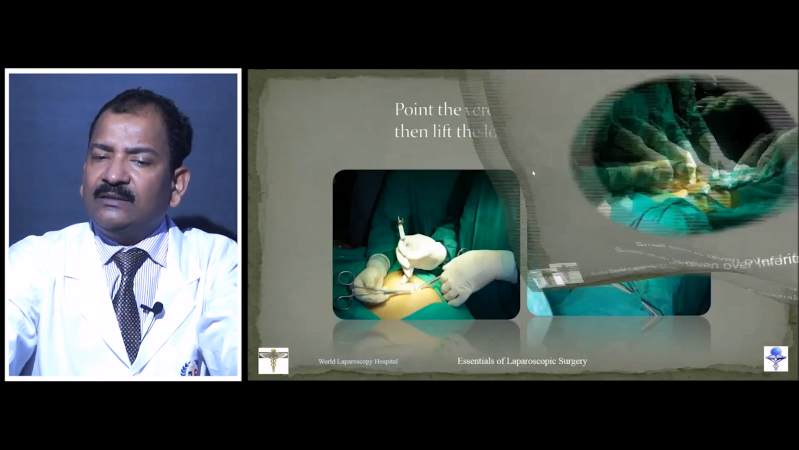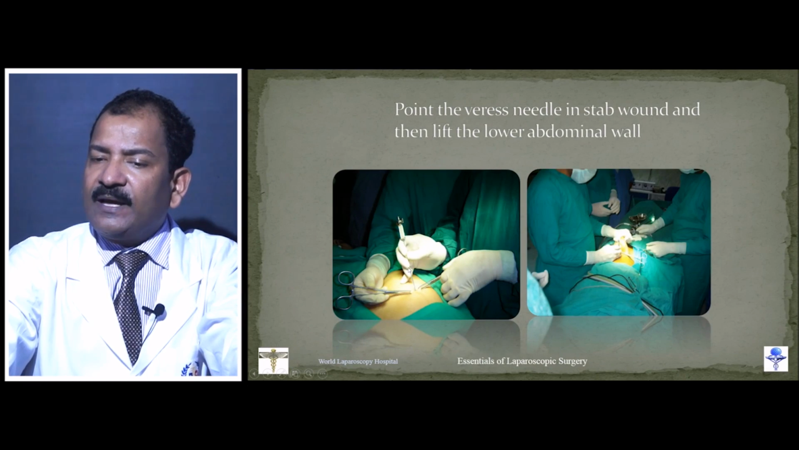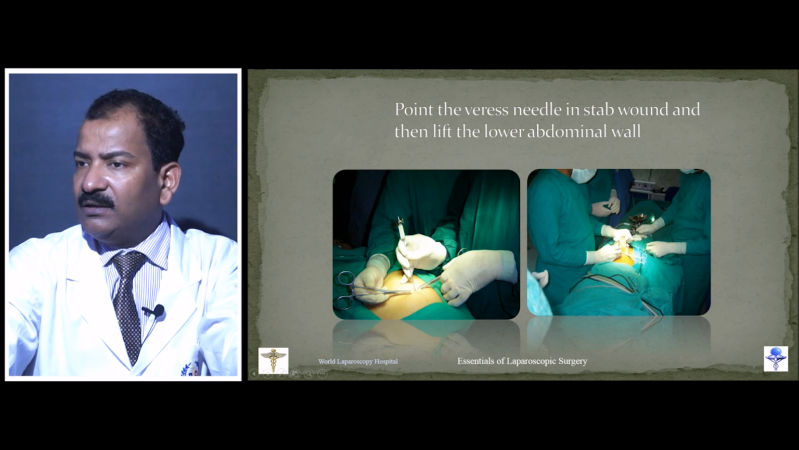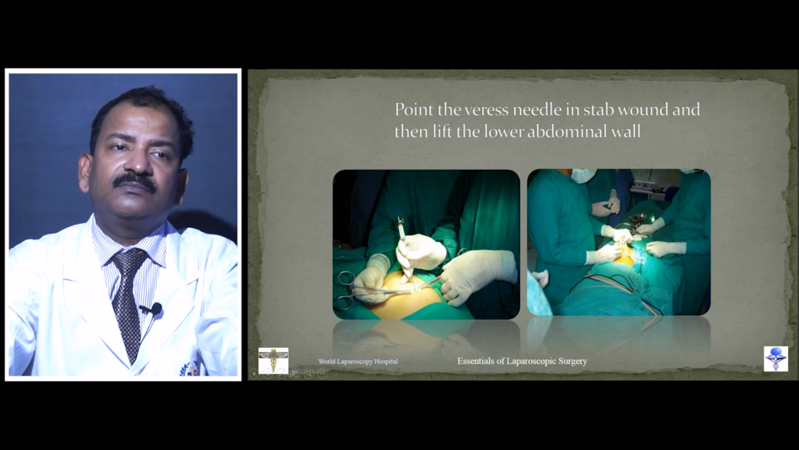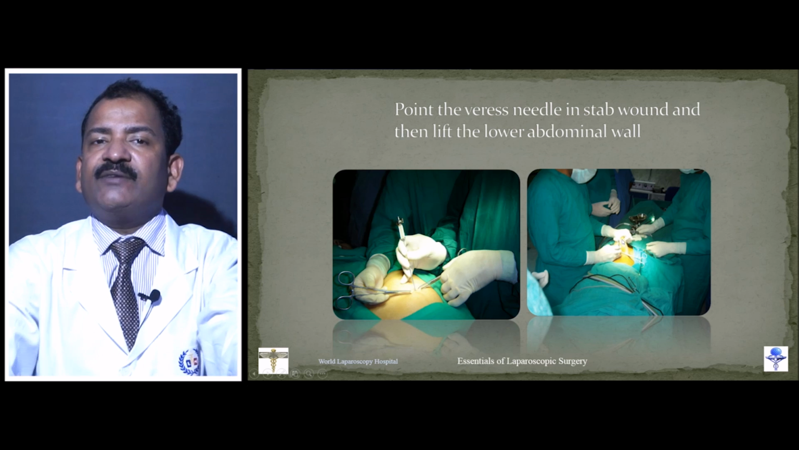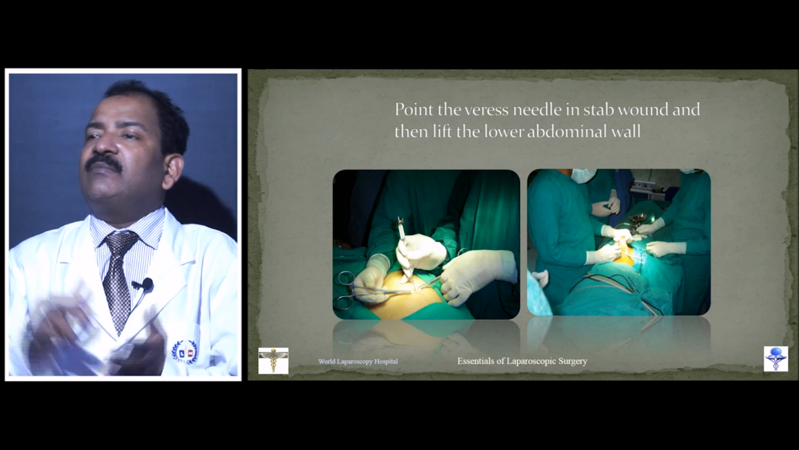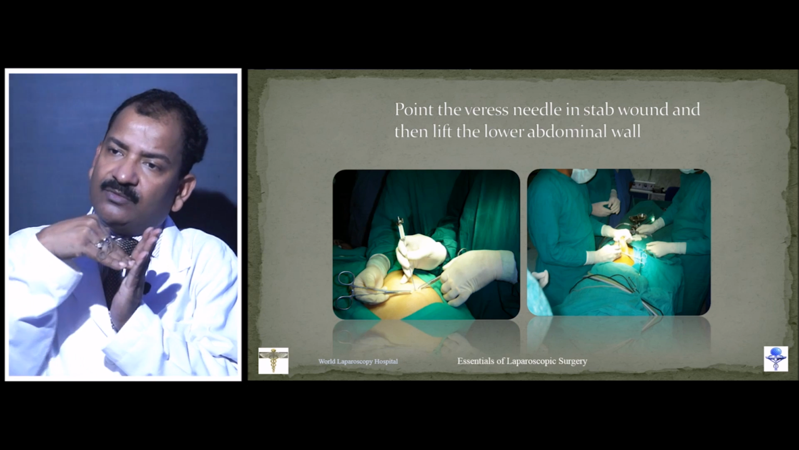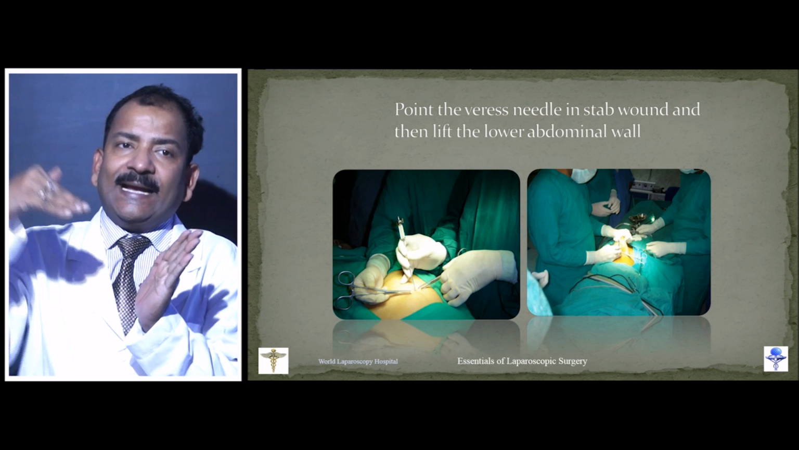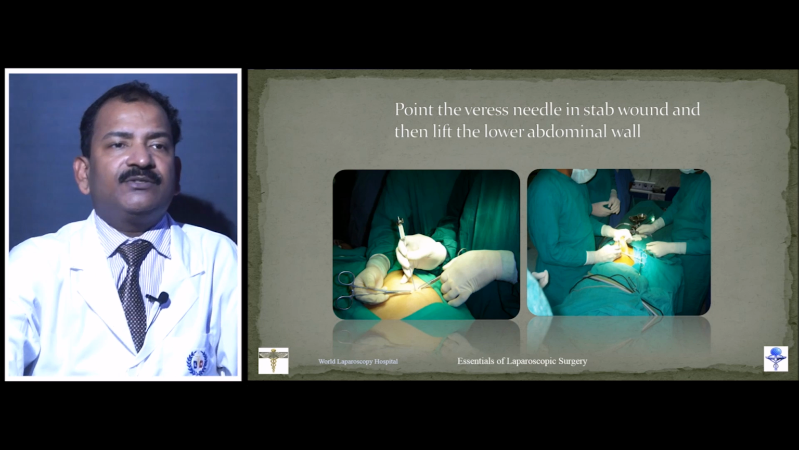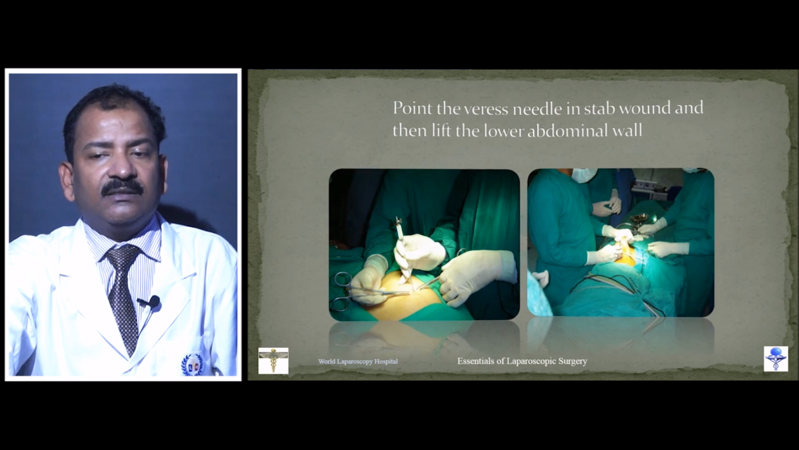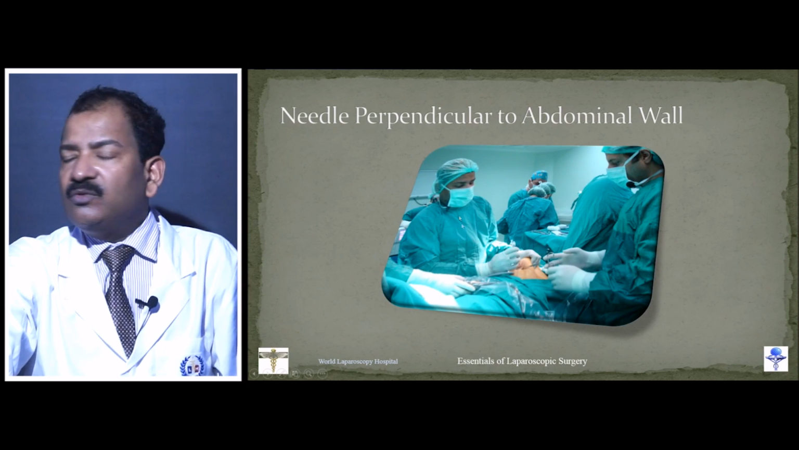After that, you should check the Veress needle and lift the abdominal wall holding below, and we should lift it in such a way that the angle between the abdominal wall and the Veress needle should be 90 degrees, and the angle between the Veress needle and the body of the patient should be 45 degrees, and then you will go towards the anus.